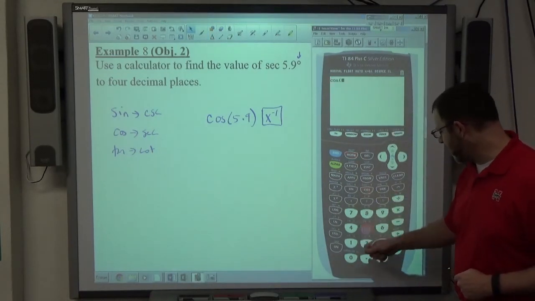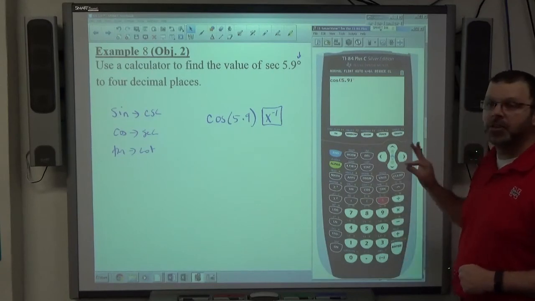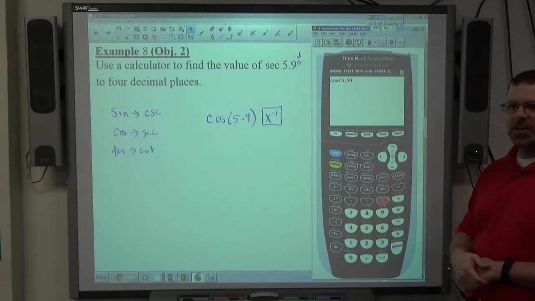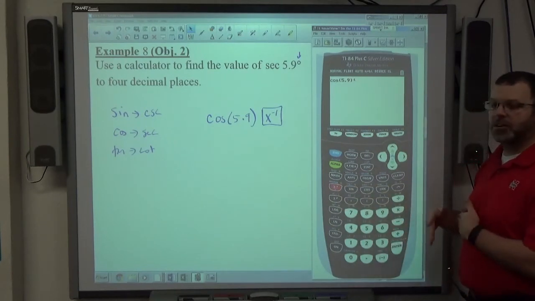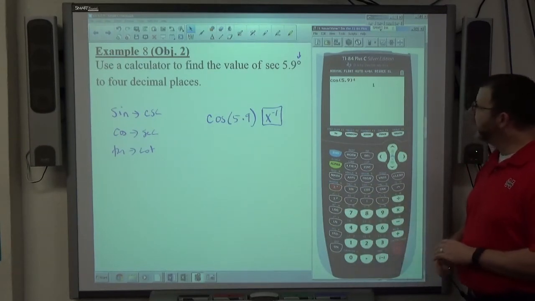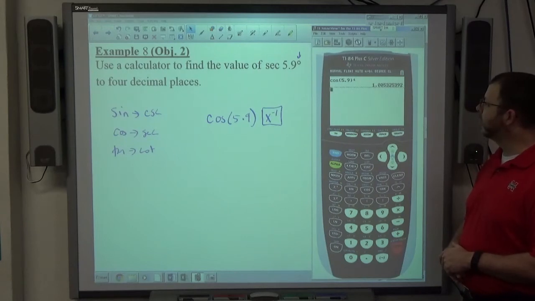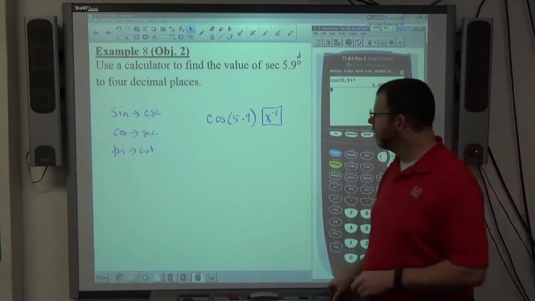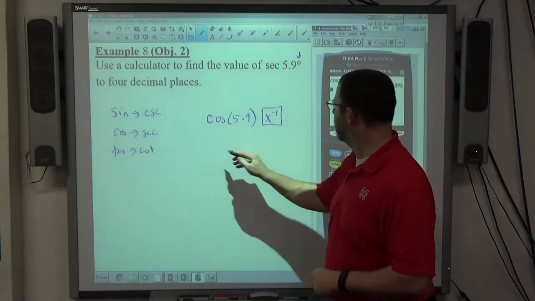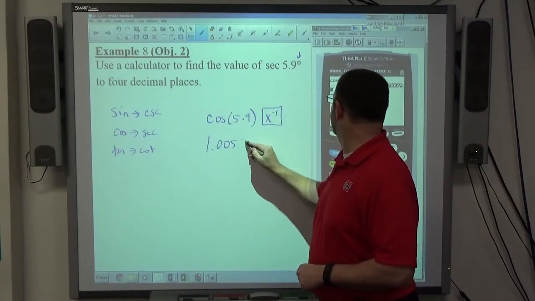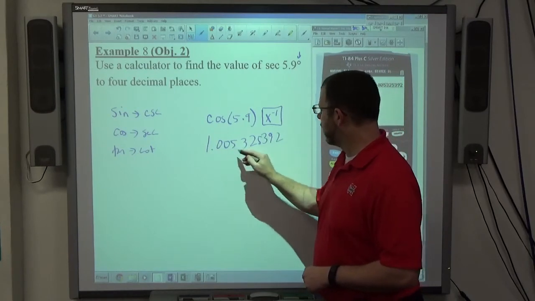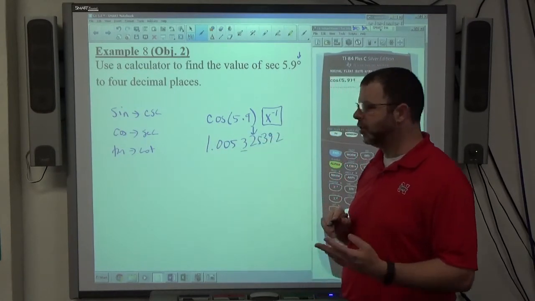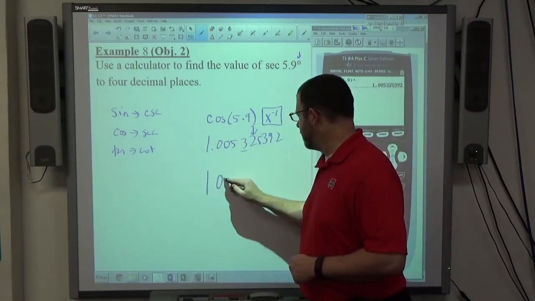So cosine 5.9 in parentheses. Make sure the parentheses occur. That's telling your calculator, I'm done doing the trig function. Now I'm going to hit the reciprocal button, so I actually want the secant instead of the cosine. Hit enter, and I get 1.0053, up to 4 decimal places. 1.0053232539. The fourth decimal place is here. The fifth decimal place is a 2, so we round just by chopping off.